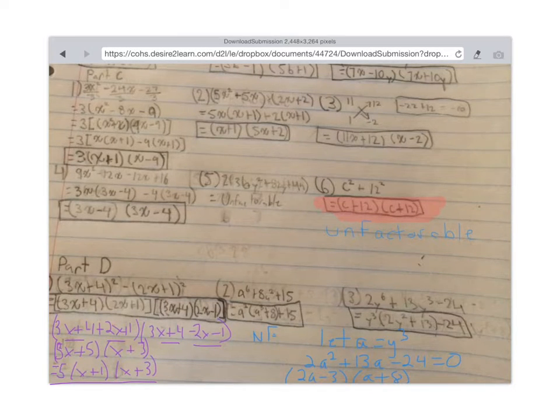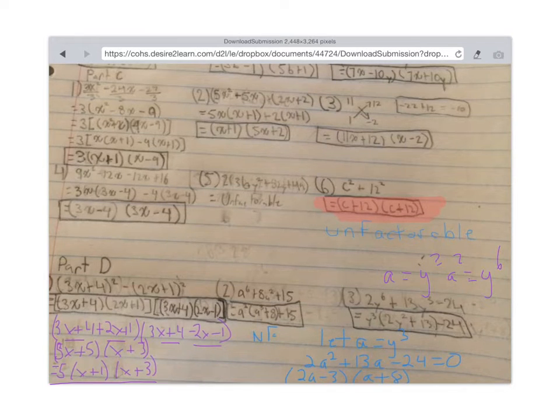The second one is not factorable. The third one is, and in order to factor it, you need to make a substitution, and that substitution is letting some letter represent y cubed. The reason we do that is then that letter squared will be y to the 6th.